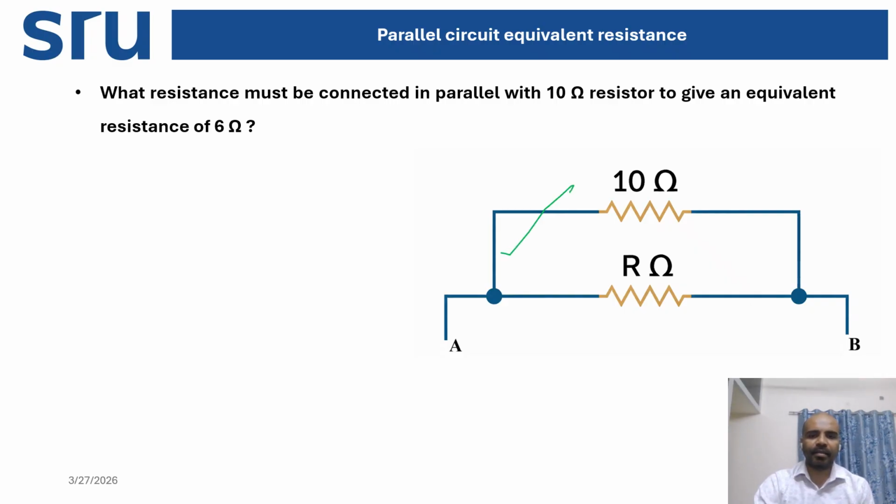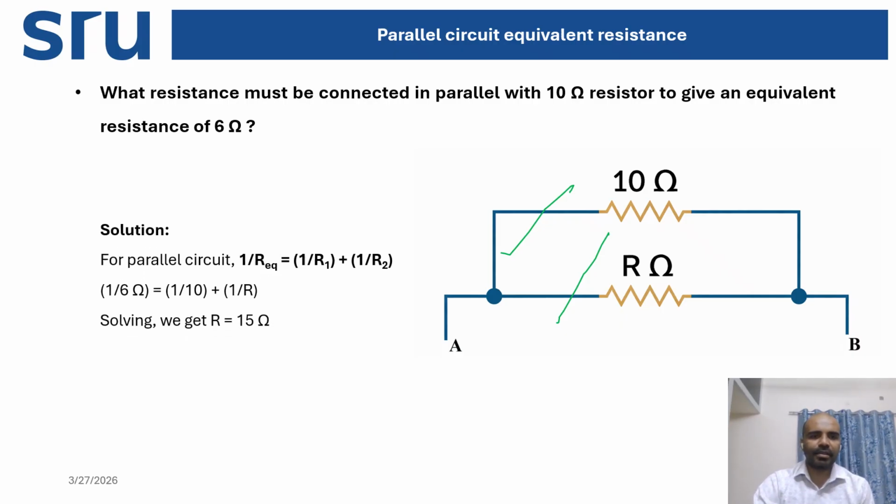So this is the circuit diagram where two resistances, 10 ohm and an unknown resistance R ohm, are connected in parallel to each other. The equivalent resistance in between the A point and B point is given. So this is 6 ohm. So we know that for the equivalent resistance, 1 by R equivalent is 1 by R1 plus 1 by R2. So the equivalent resistance is given, that is 6 ohm.